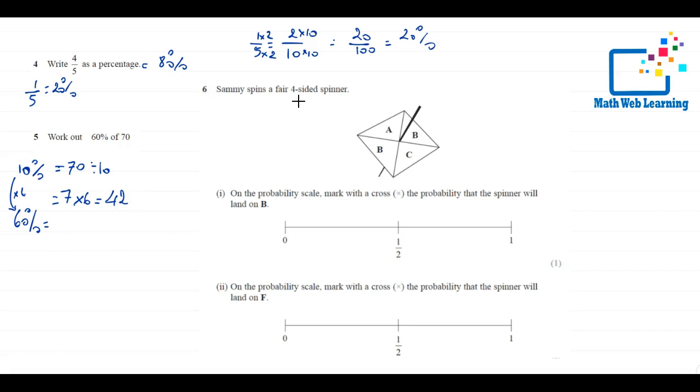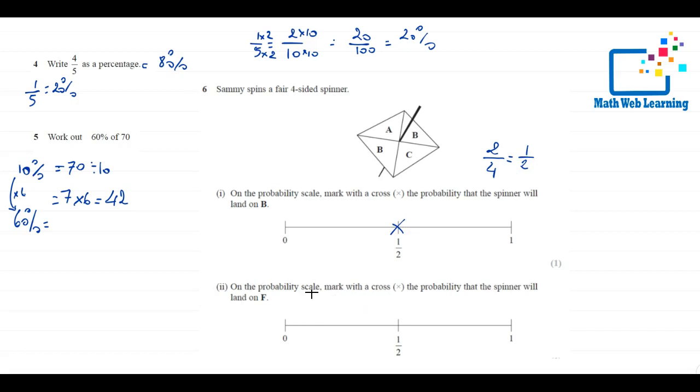Okay? Next question is 6. We have a spinner, four-sided spinner, A, B, C, and another B. On the probability scale, put a cross for the spinner to land on a B. Now you can see 2 B's out of 4, that makes it half. 2 B's out of 4 letters altogether, which is equivalent to a half. So that's where the probability should be.